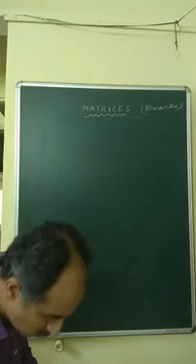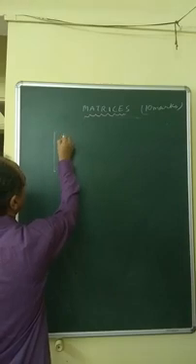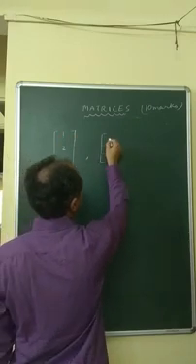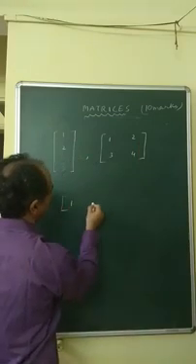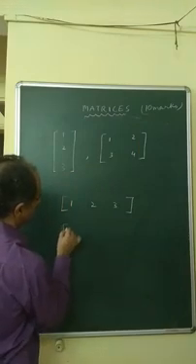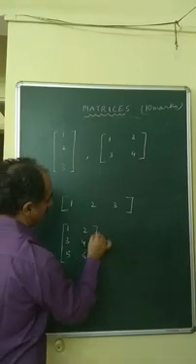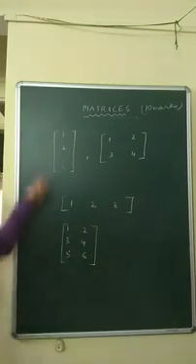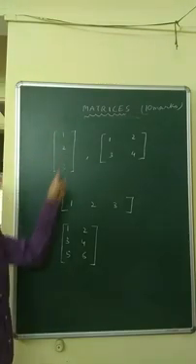Now I am writing a few matrices. You tell me what their orders are. 1, 2, 3. Then 1, 2, 3, 4. Next 1, 2, 3. Then you can say 1, 2, 3, 4 and 5, 6. Never place a comma between the terms in a matrix. Now what will be the order of this matrix? Tell me.